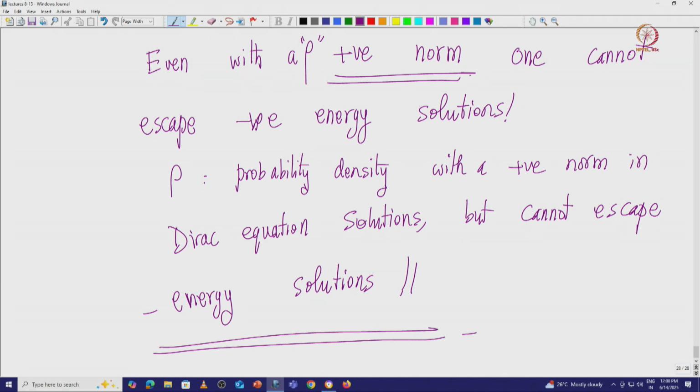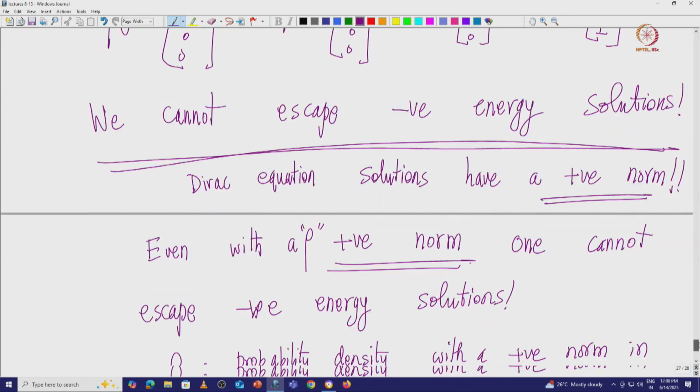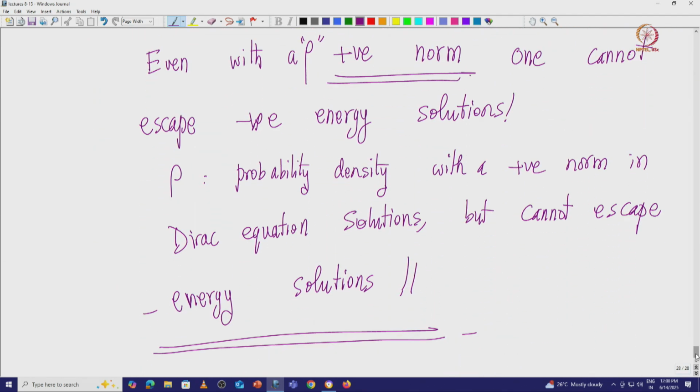Now, we will see more solutions and expressions of them in the coming lecture. The main takeaway is that Dirac equation solutions can have positive norm. You can calculate the norm, but you cannot escape the negative energy states, you can never escape. They seem to be much more fundamental in relativistic quantum mechanics, that negative energy solutions always exist in relativistic quantum mechanics. Okay, I will stop here.